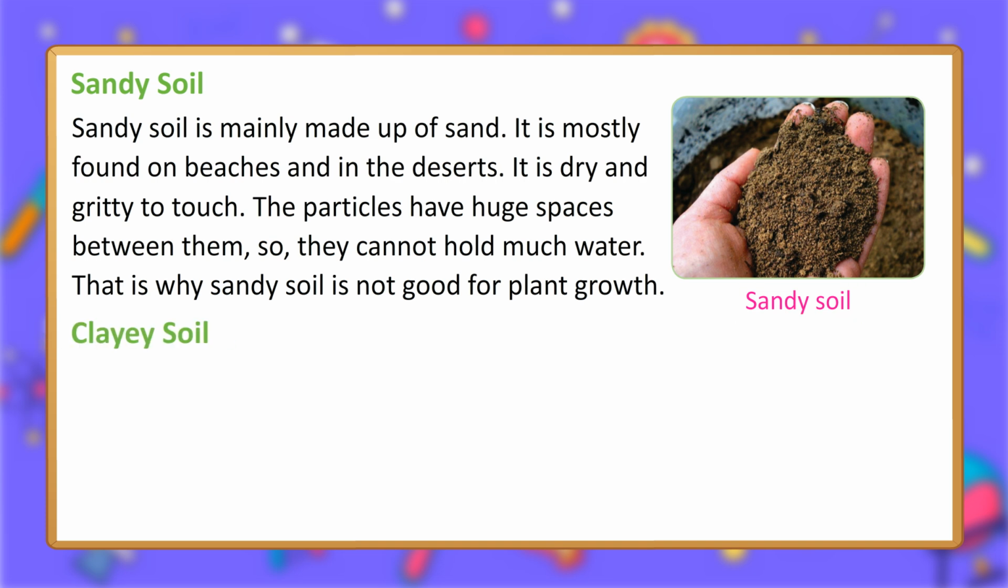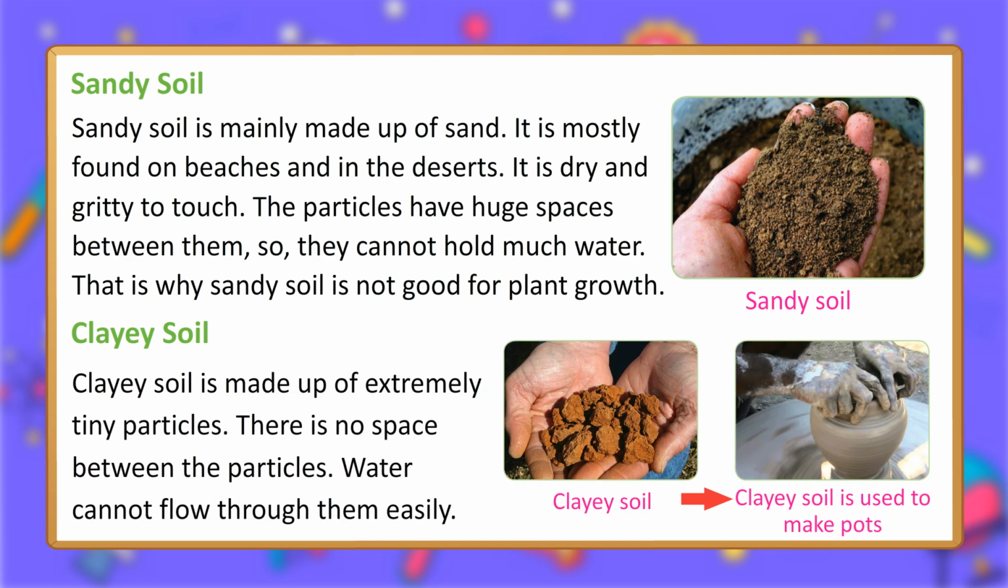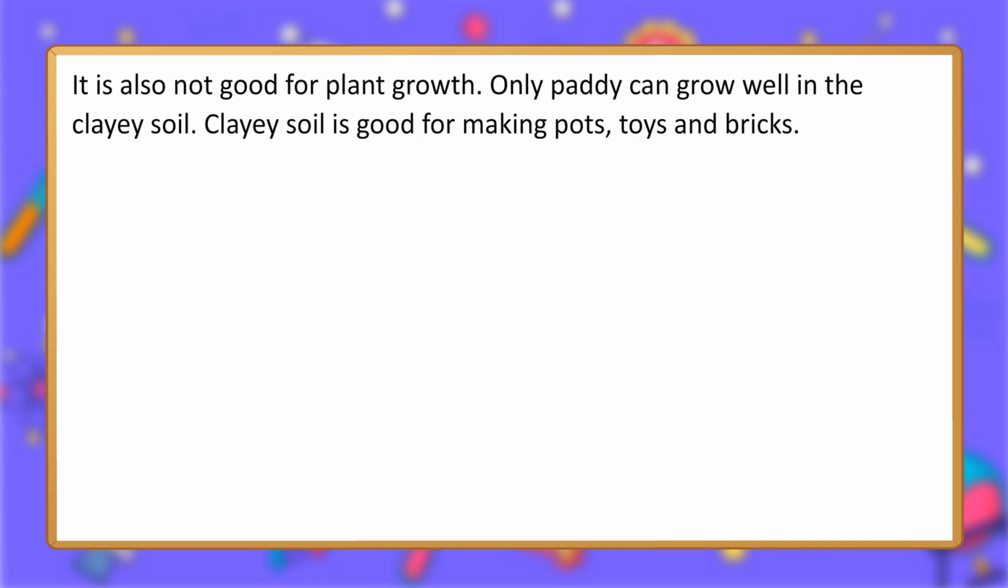Clayey soil. Clayey soil is made up of extremely tiny particles. There is no space between the particles. Water cannot flow through them easily. Clayey soil is used to make pots. It is also not good for plant growth. Only paddy can grow well in the clayey soil. Clayey soil is good for making pots, toys and bricks.